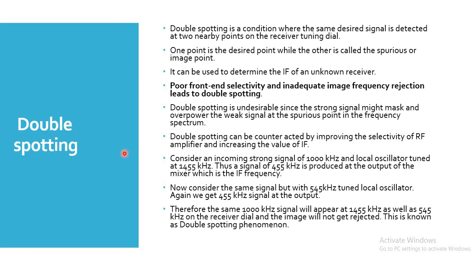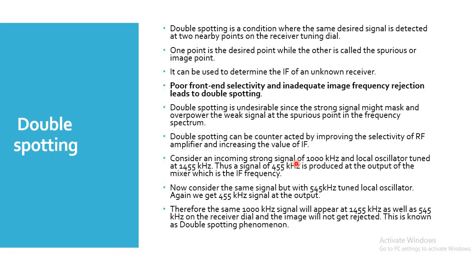Last parameter is double spotting. Double spotting is a condition where we are getting the same signal at two different nearby points. So this is called double spotting. The reason for double spotting is poor front-end selectivity, and an inadequate image frequency rejection ratio leads to double spotting. Now here we discuss one example to clarify double spotting.